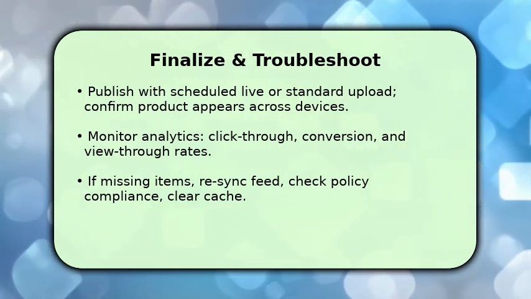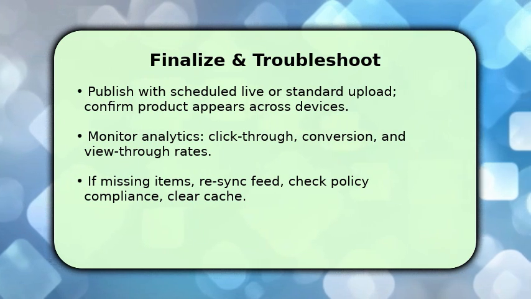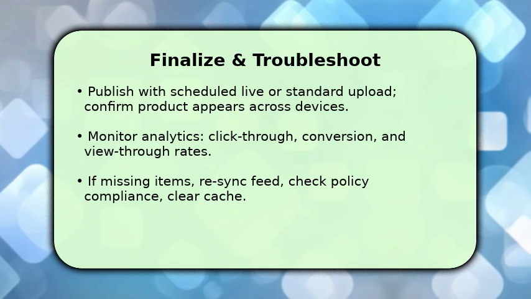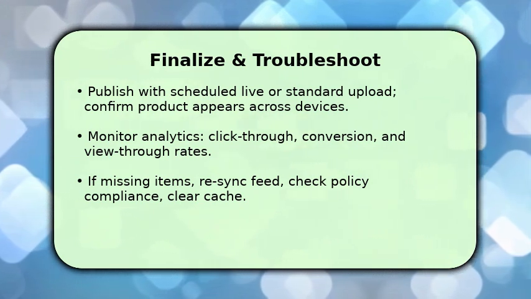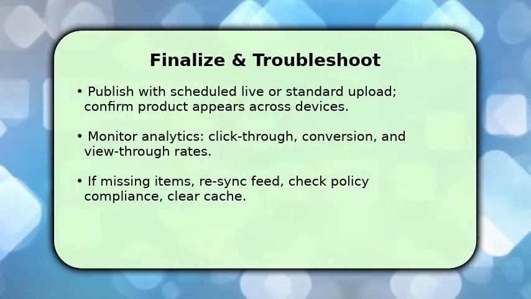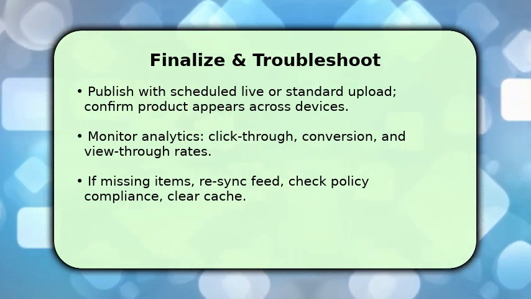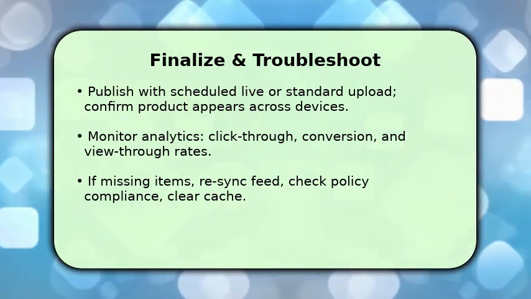If a product is missing or shows an error, resync the feed and confirm Merchant Center policy compliance. Often items are blocked for policy or price mismatches. Also clear browser cache and reauthorize the extension when links don't update. This resolves most sync and permission issues.